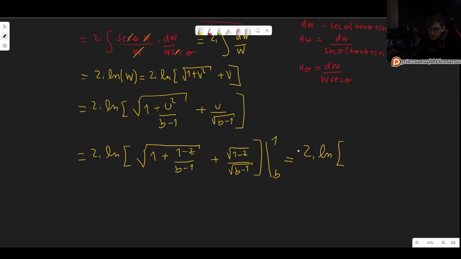So we will have minus this thing evaluated at b. So we get the square root of 1 plus, and at b, we have 1 plus 1 minus b divided by b minus 1. So this is minus 1. So we get 1 minus 1, which is 0, right? And then here we have plus the square root of 1 minus b divided by the square root of b minus 1.